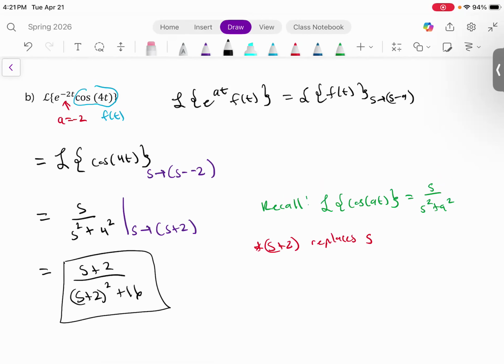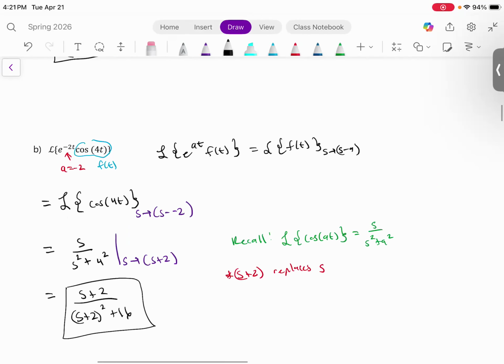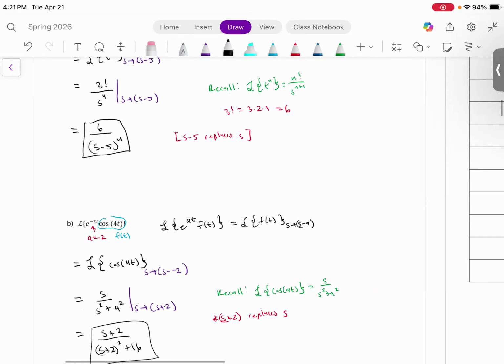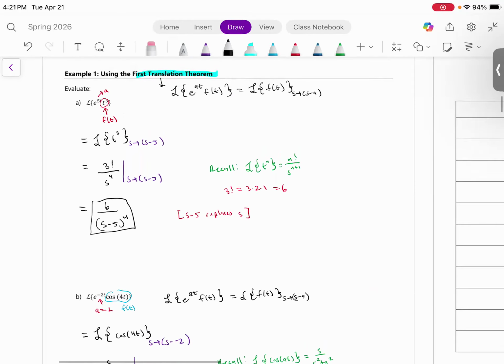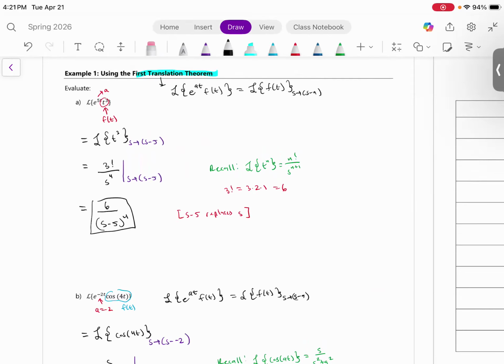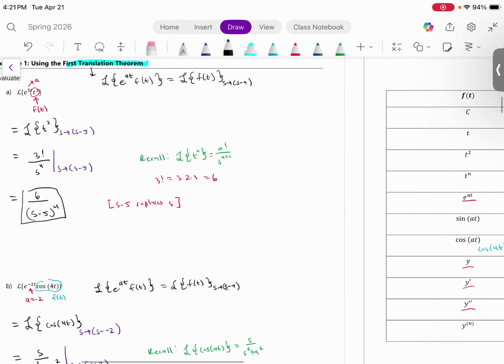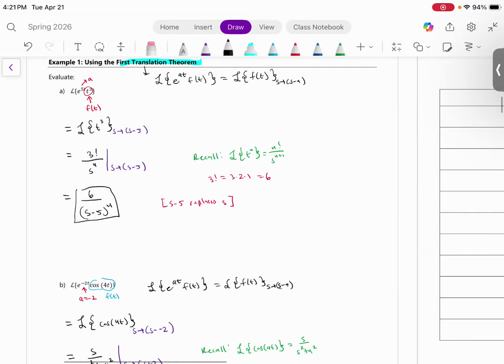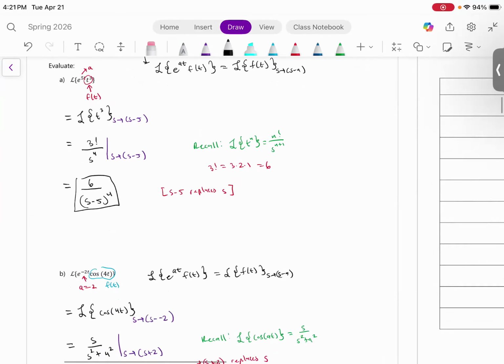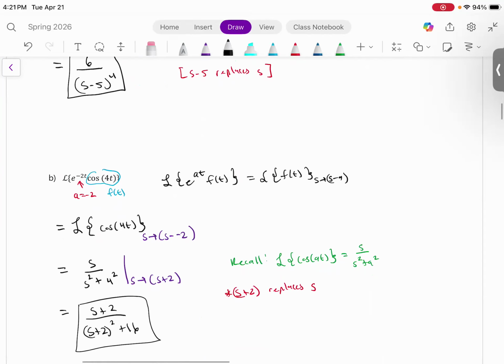So this is a good introduction for questions A and B of how to apply this first translation theorem. It's the same idea in that we need to know our basics of Laplace transforms, but we're just applying this little shifting component to it at the end. Notation helps, symbolism helps, but that's the way we would do that.